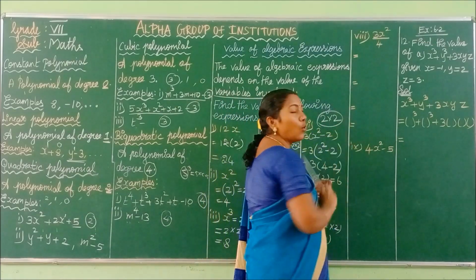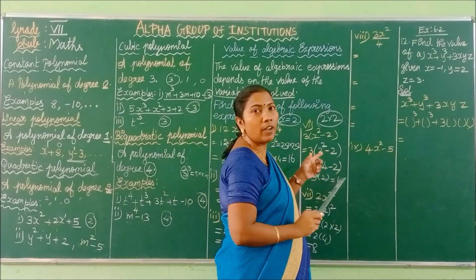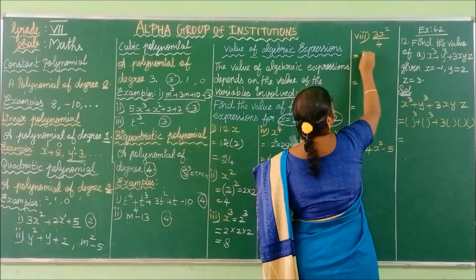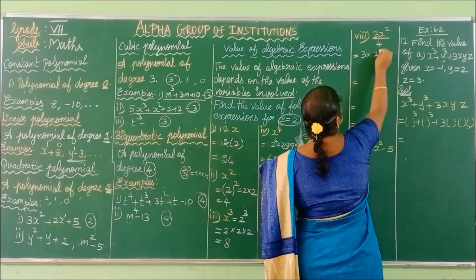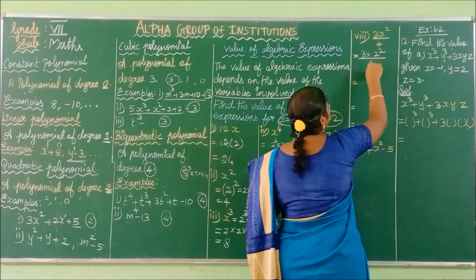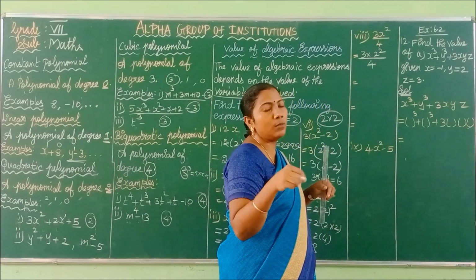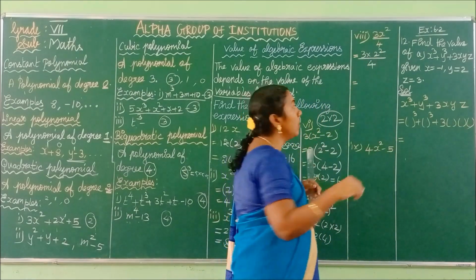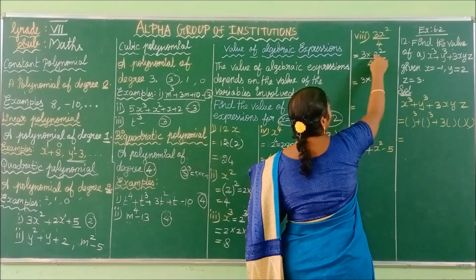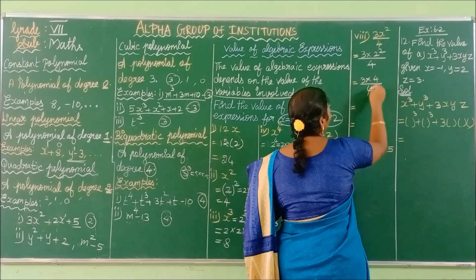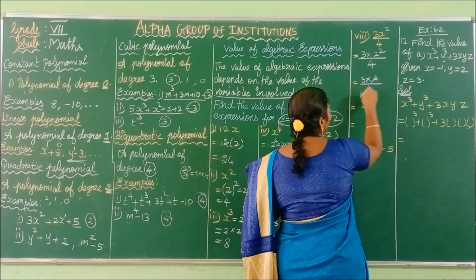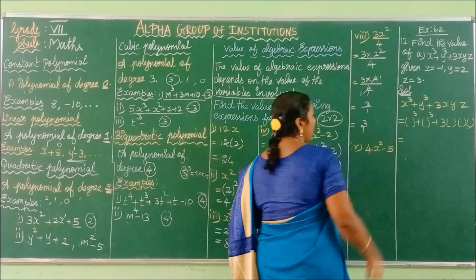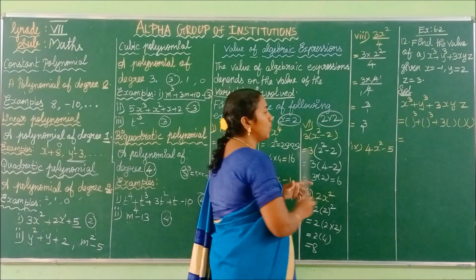3x square by 4. Here also you have to substitute the value 2 for x. So 3 into 2 square by 4. You can also use the multiplication symbol. You can also use the bracket. Okay. So 3 into, what is the value of 2 square? 4 by 4. 4 getting cancelled. So here 3 by 1 you can write as 3. Do you understand, children? See the next one.